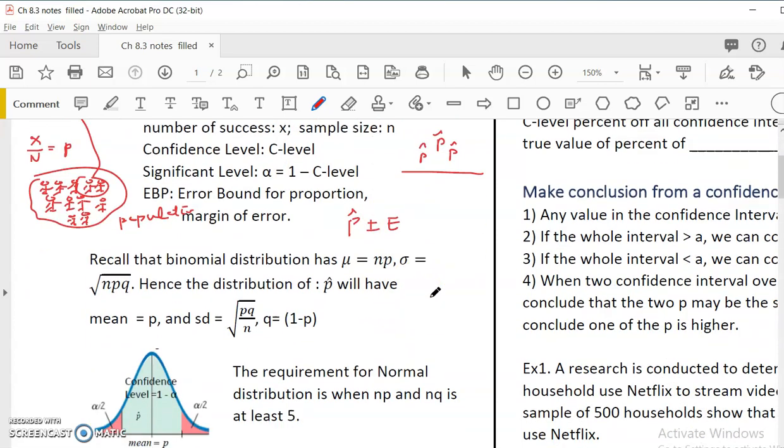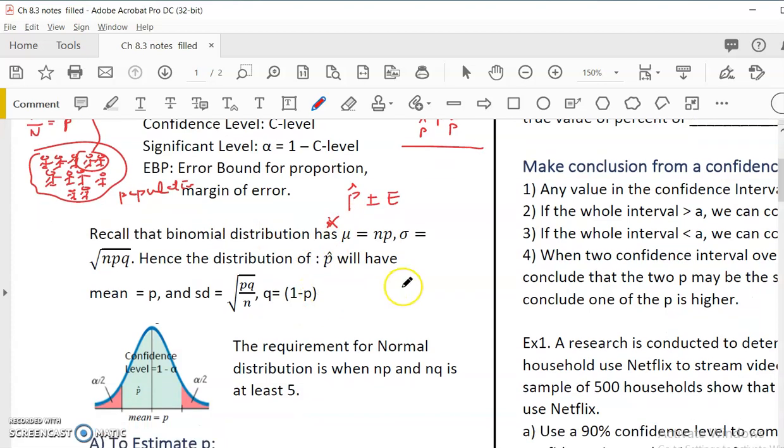So the approach is to think of x. X is modeled by a binomial, and x has a mean of np. Sigma is the square root of npq. So we can calculate the mean of x. The binomial distribution of x gives the probability of x, right?